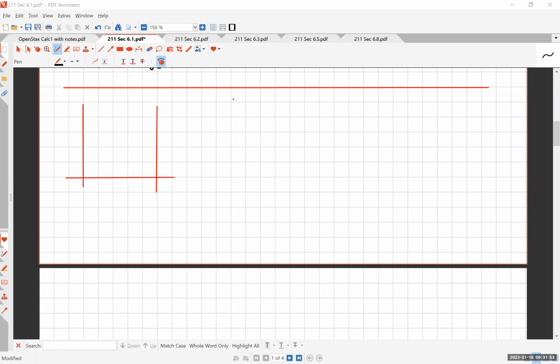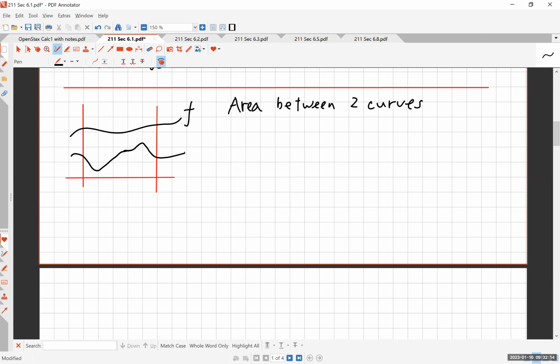All right, so the first topic of this chapter is area, but not area under a curve, area between two curves. Okay, so what are we talking about? You have this function f, and then maybe you have another function g. Right now, clearly there is an area between these two, right?